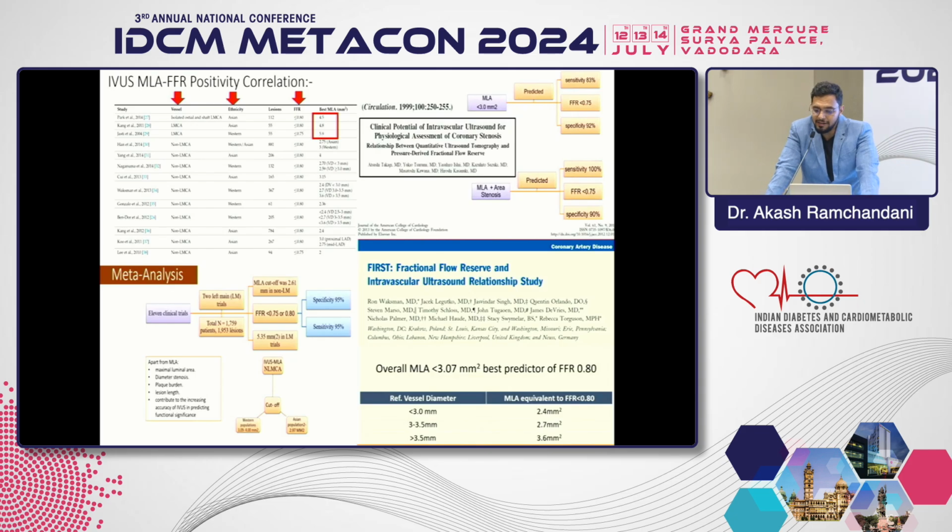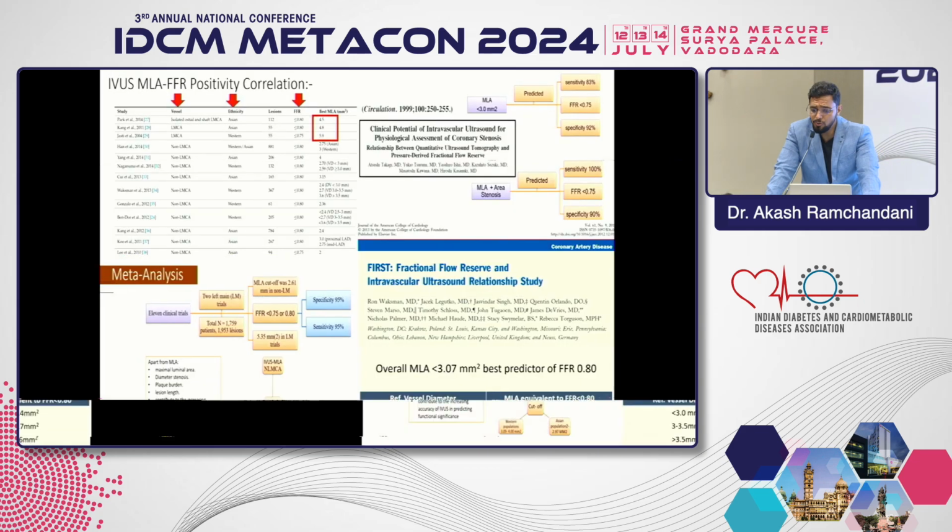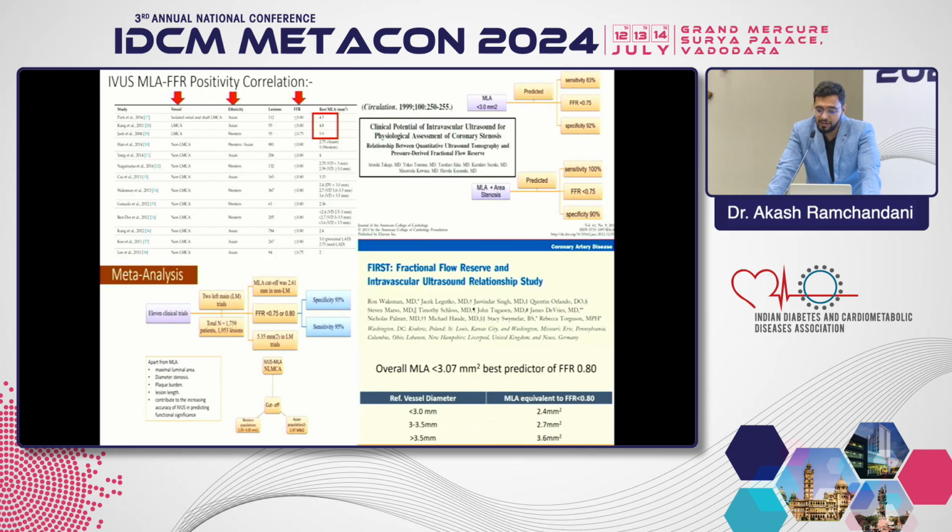Since 1999, there have been studies comparing FFR and MLA, minimal luminal area: are the sensitivity and specificity equal? Over the last 25 years, it has been seen that in the left main coronary artery, an MLA of less than 5.6 is equal to an FFR value of less than 0.75, so they have inducible ischemia. And in non-LMCA lesions, if MLA is less than 2.37, that is the best predictor of an FFR of 0.8.